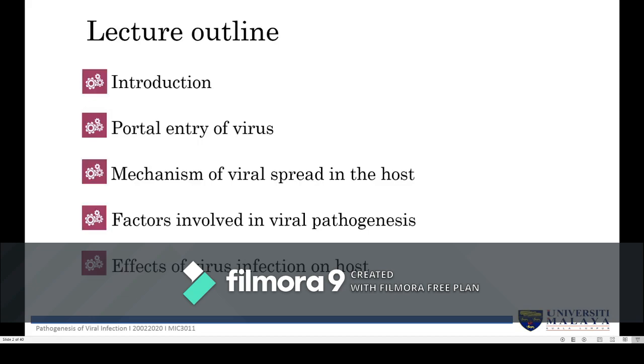So this is the outline for this lecture. I'm going to start with the introduction, and then the portal of entry of the virus, the mechanism of how the virus spreads in the host, the factors involved in viral pathogenesis, and then the effect of the virus infection on the host.